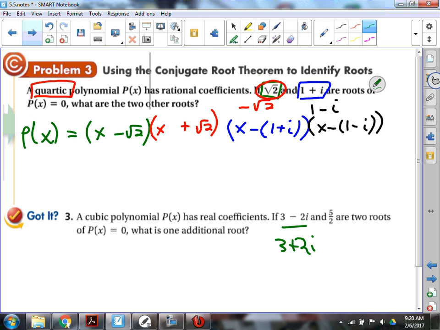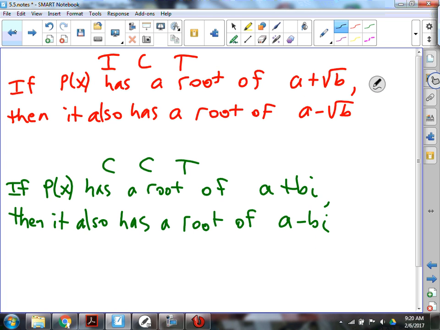Well, what about the 5 halves? We didn't say anything about rational ones. It was just complex ones and irrational ones. No, it wouldn't be negative 2/5 or anything like that. If this had some kind of radical in it, then there would be another one, but that's rational. These two theorems are only talking about irrational numbers or complex numbers. Okay, does that make sense? A little bit?